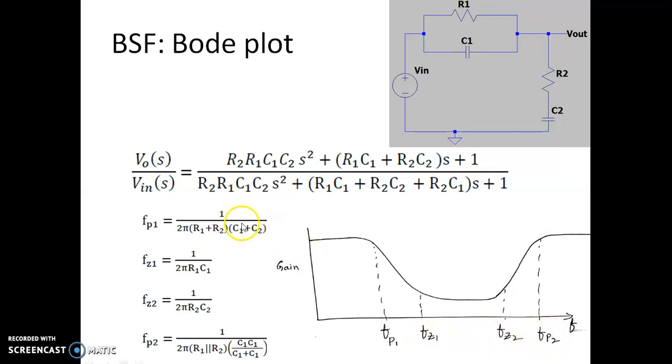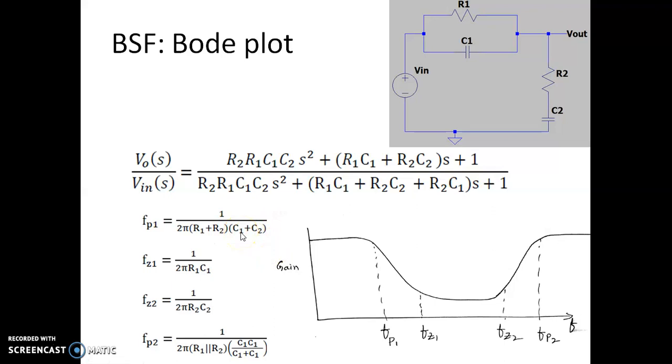So the corresponding cutoff frequencies of two poles and two zeros can be found just by looking at the transfer function. You can clearly notice that R2C2 will decide the second zero position. Of course, R1C1 will decide the first zero position. And similarly, FP1 is decided by R1, R2 as well as C1, C2.